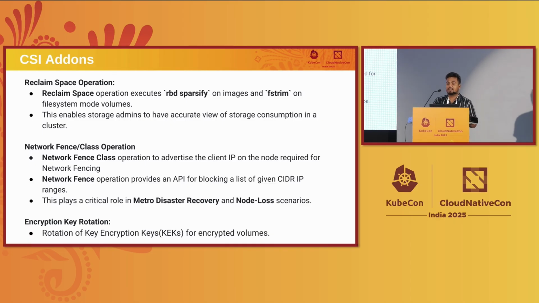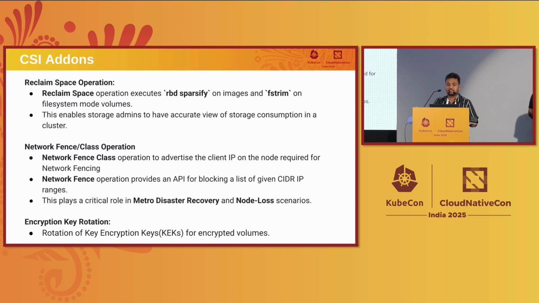Next, we have network fence. Network fence is an API that we provide, which a user can use to fence a particular set of IP/CIDR blocks in case of a node loss or a disaster scenario. You can create a network fence class to blocklist the client IP from the complete cluster. Then we have encryption key rotation, which is to rotate the keys for the encrypted volumes that you have on a cluster.